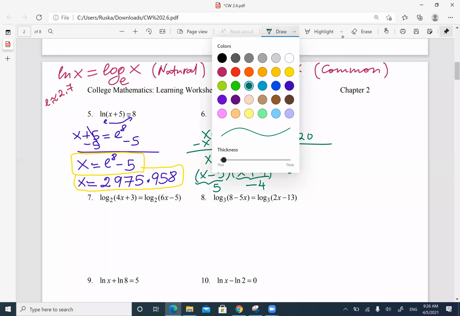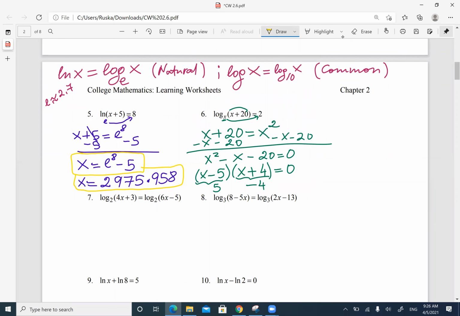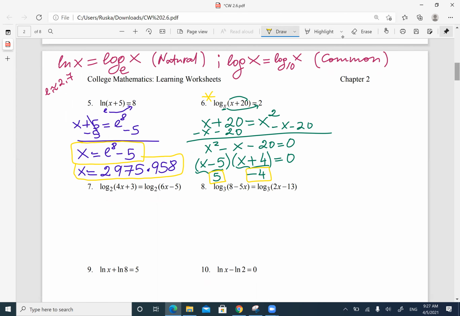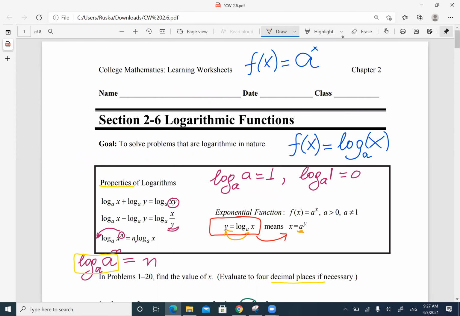Now, I want to explain something very, very important here. Those two answers, see, the original equation has a logarithm. So all the equations before, you should do that, but here I see the need to explain it. So when you solve a logarithm equation, where the original equation has a logarithm, it's very important that you check your answer, because the definition of logarithm is that the argument has to be positive. This is what is important. I'm going to show you here.